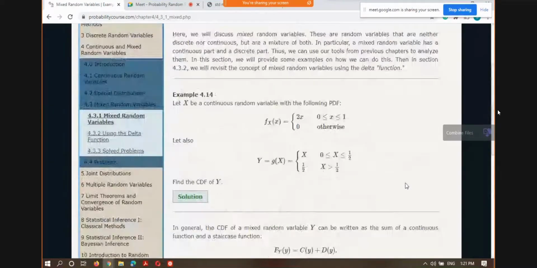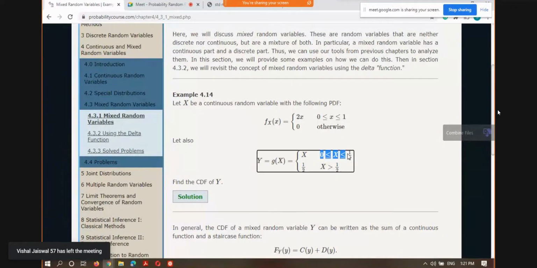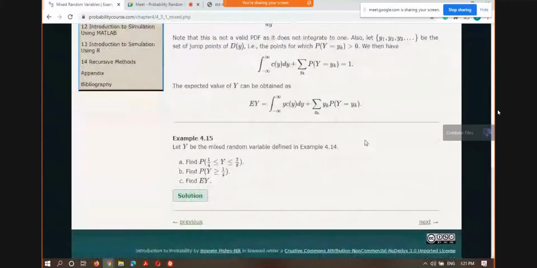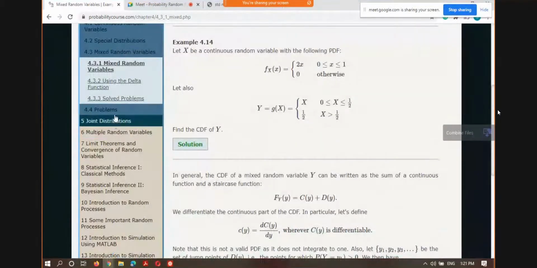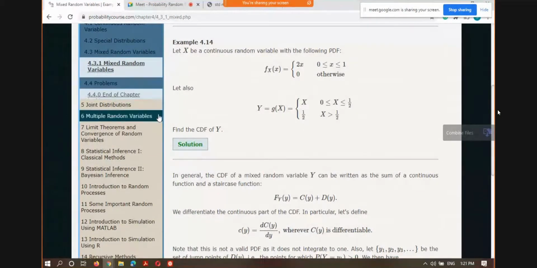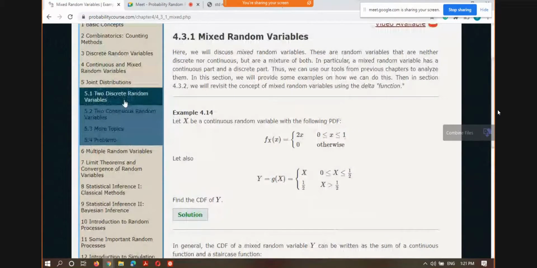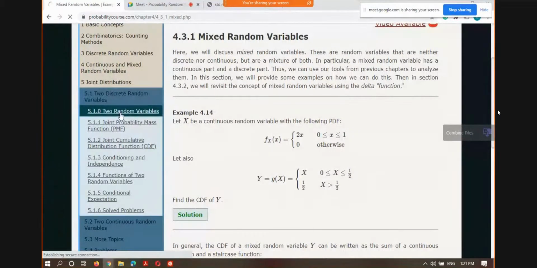Here we have the next kind of random variable, continuous in this case. Then the joint distribution, so the case of two random variables.